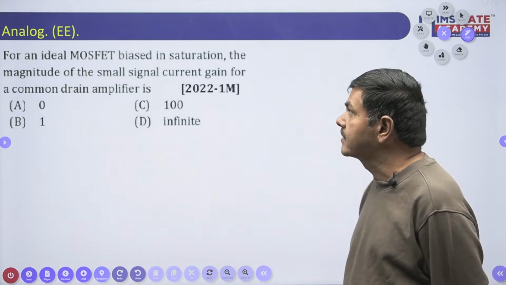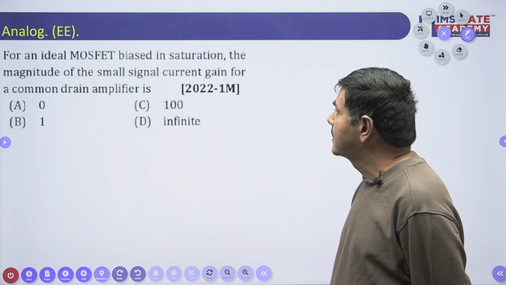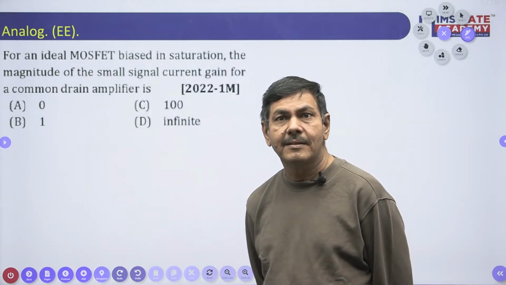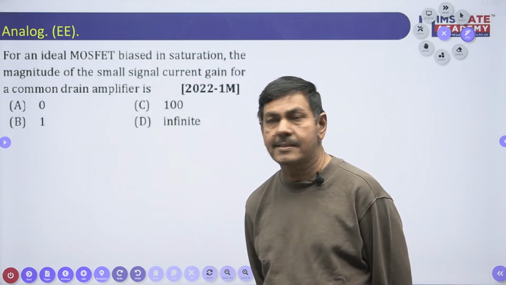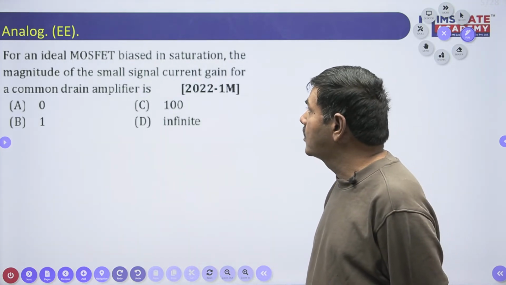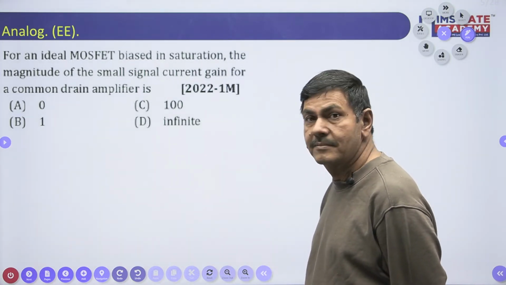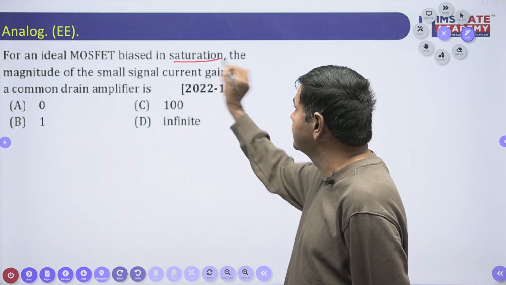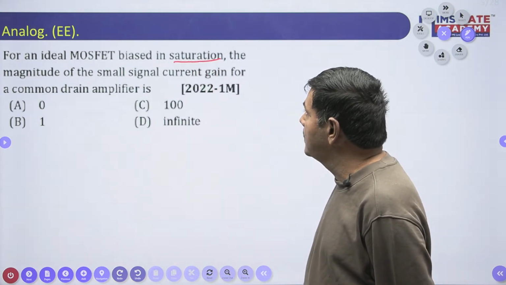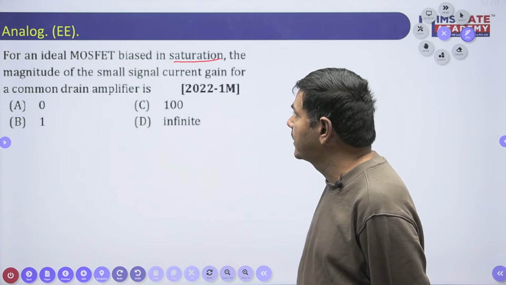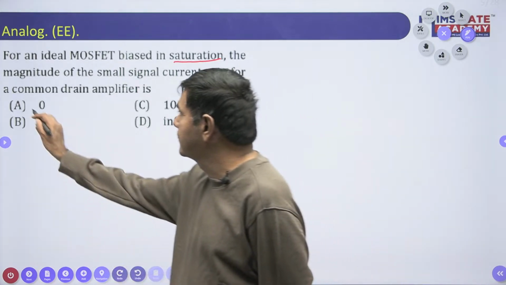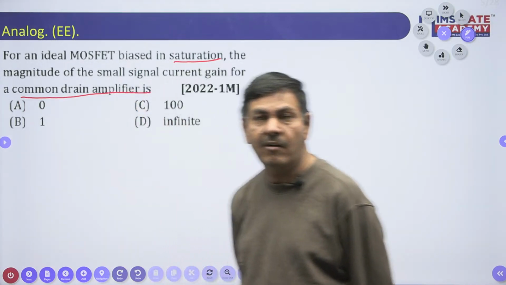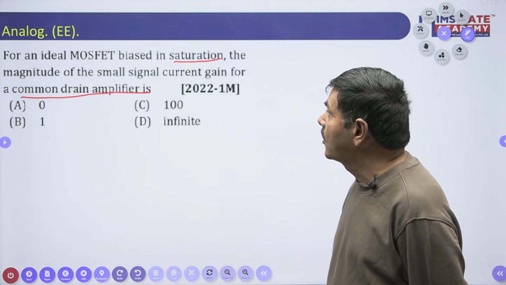Yes, I will explain, please watch. It is a GATE 2022 analog problem. This question was asked in the electrical branch. For an ideal MOSFET biased in saturation, the magnitude of the small signal current gain for a common drain amplifier is asked. That is very important. Four options are given.